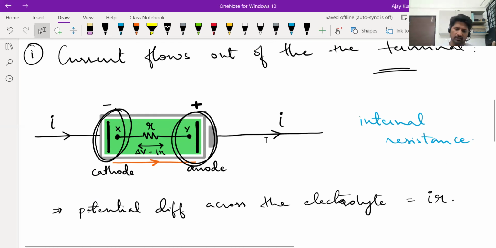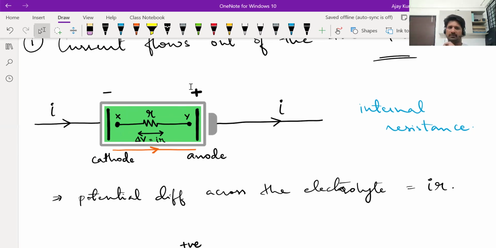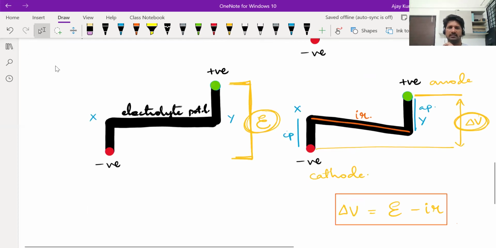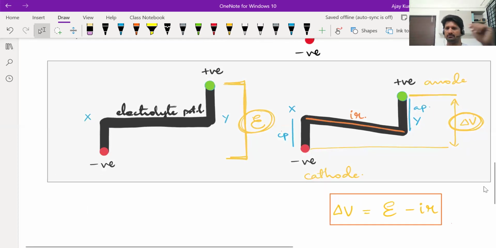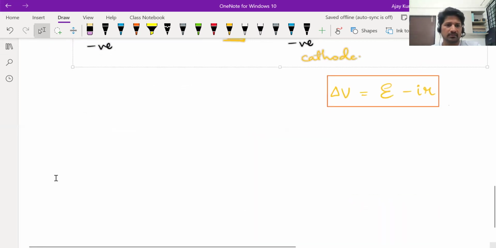So you all tell me directly, if current flows in the reverse direction through the cell, within the electrolyte, which point will be at higher potential, X or Y? Y, sir. Y will be at higher potential, X will be at lower potential. Then the diagram will change like this. Just a moment, I'll copy paste this.